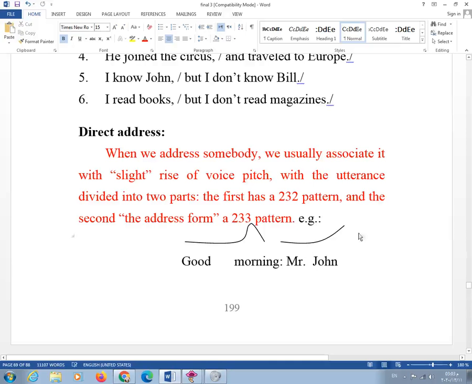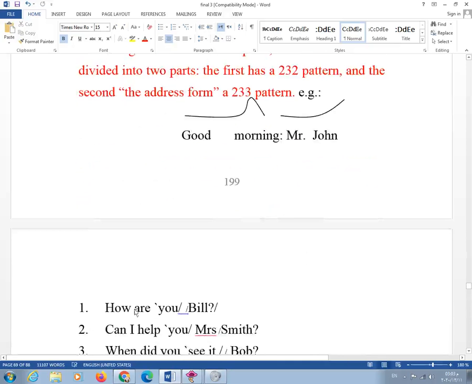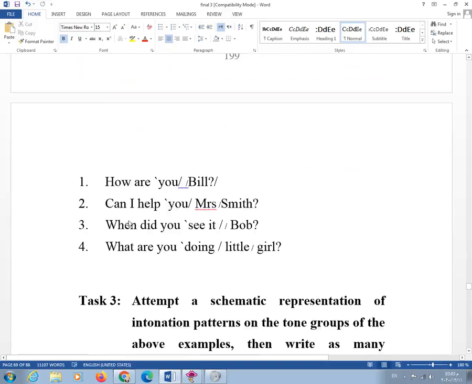How are you, Bill? How are you, Bill? Can I help you, Miss Mass? When did you see it, Bob? What are you doing, little girl? What are you doing, little girl? Would you address someone by name or etc.? You use rising intonation. Okay.